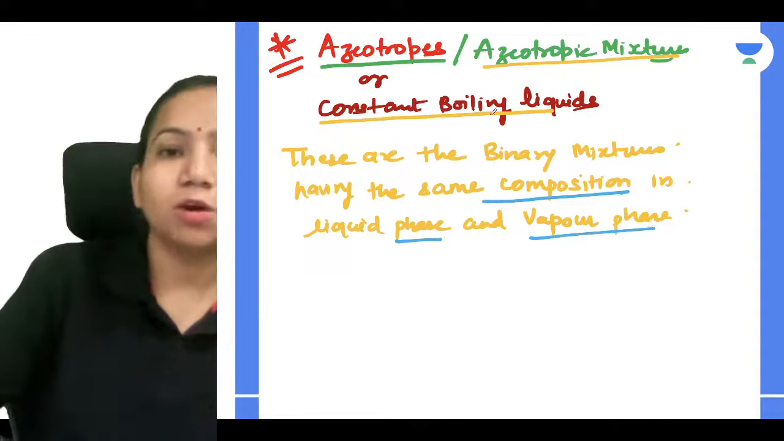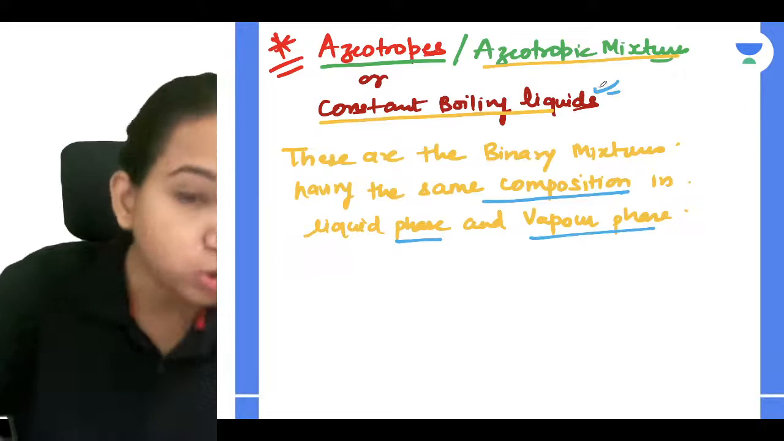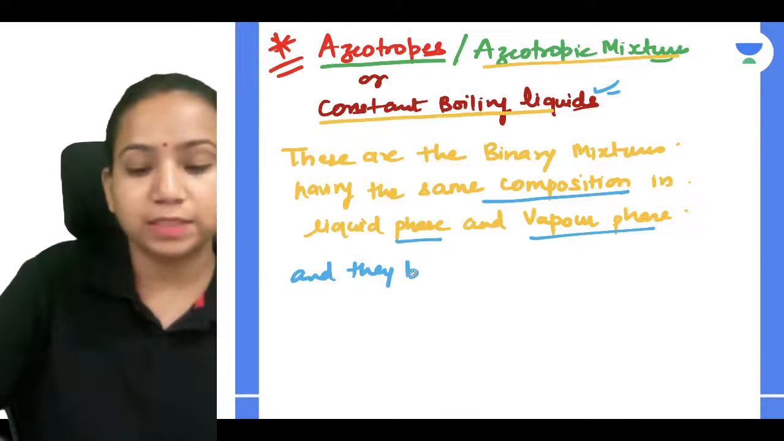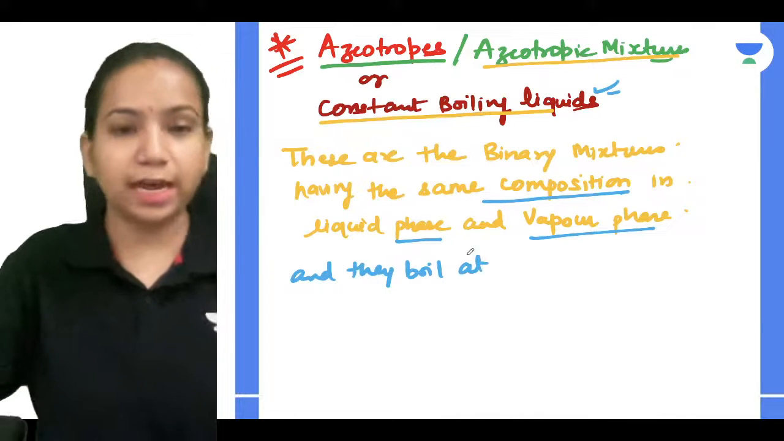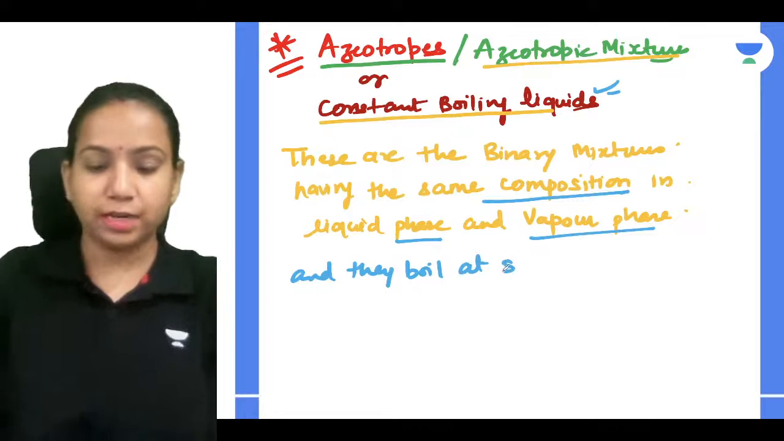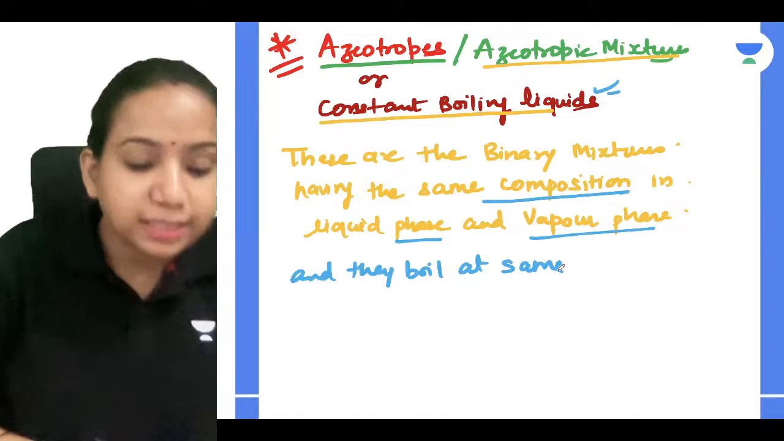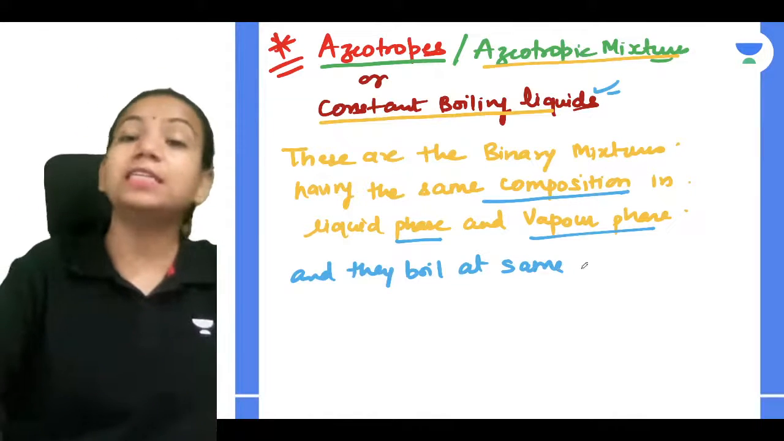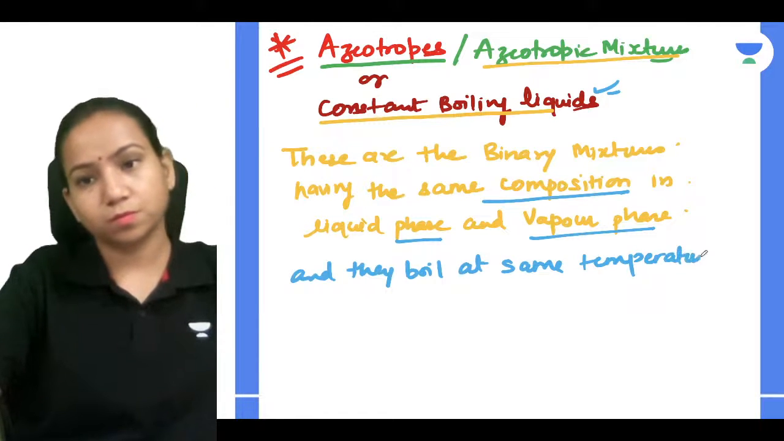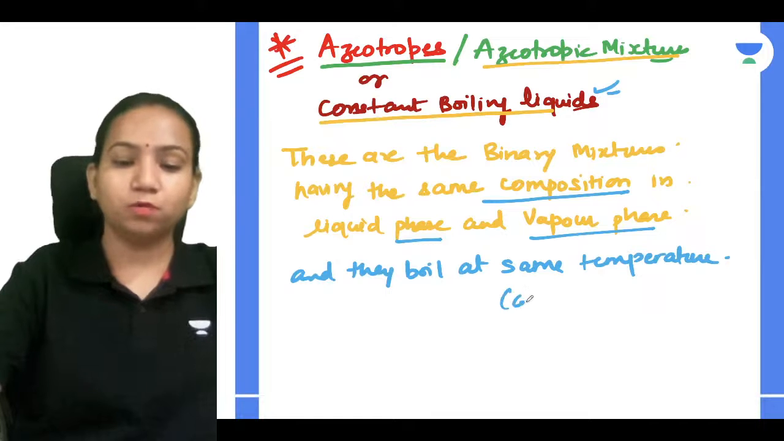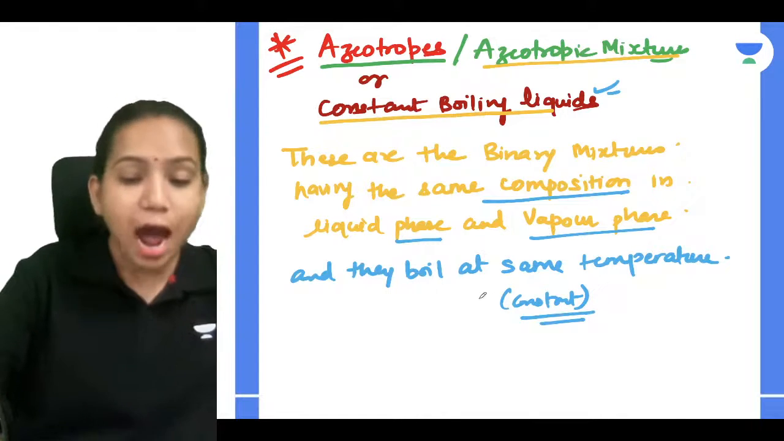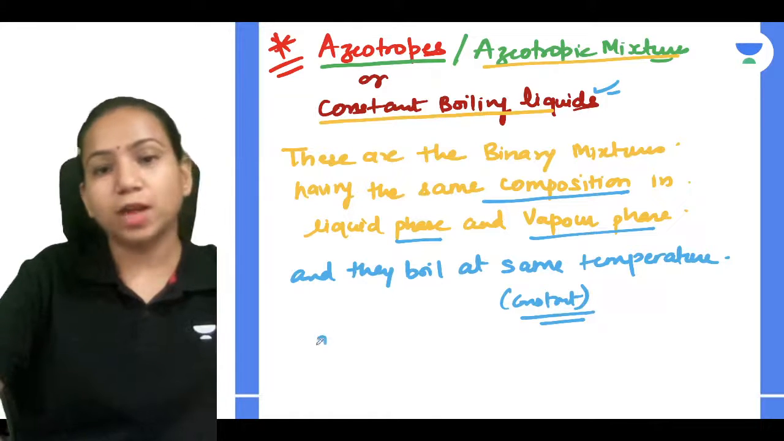Now, since they are also known as constant boiling liquids, we can also mention that they boil at the same temperature, that is, at constant temperature. Those which boil at the same, constant temperature are known as azeotropes.